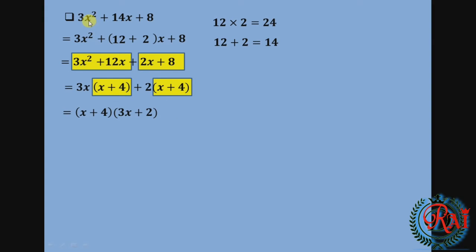Be careful, when x square has any coefficient, we need to multiply that number and this number like this. 3 eights are 24.